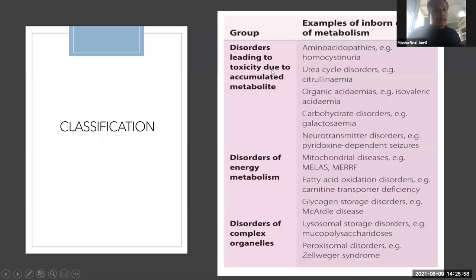Next slide. So these are the three major groups of IEM. The first is the disorders leading to toxicity due to accumulated metabolites, for example, amino acidopathies, urea cycle disorder, organic acidemia, carbohydrate disorder, and neurotransmitter disorder. Second is the disorder of energy metabolism, such as mitochondrial disease.